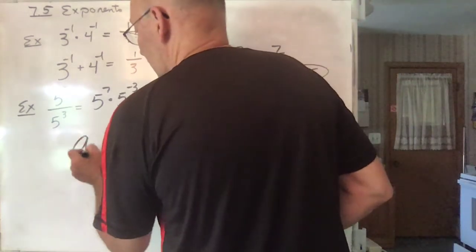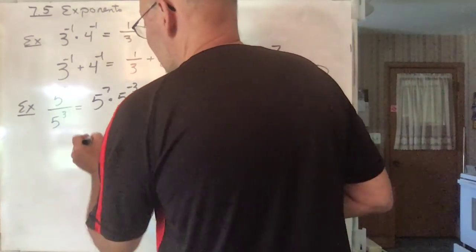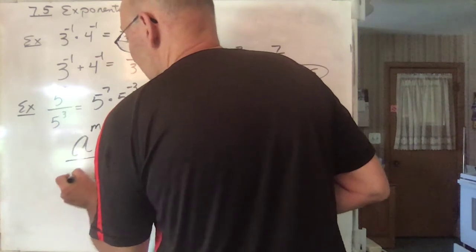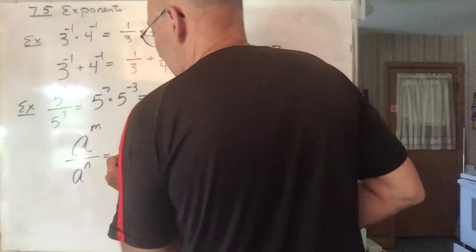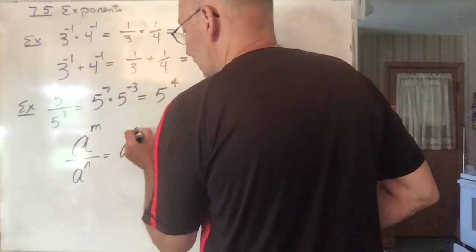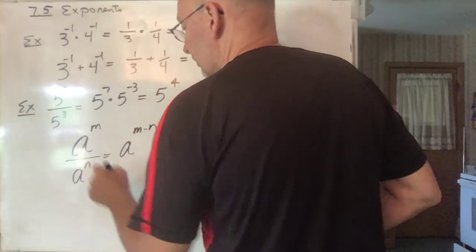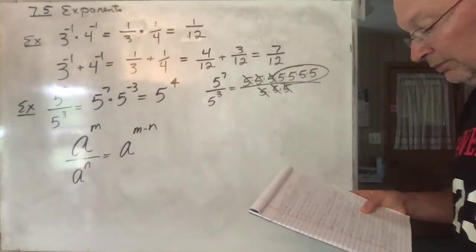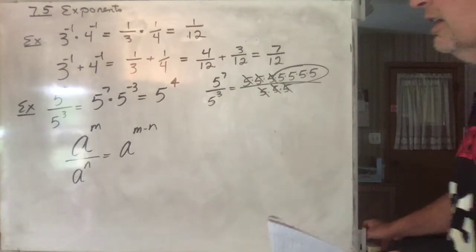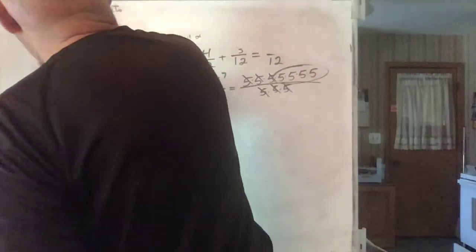So the property is that a to the m divided by a to the n is equal to a to the m minus n. You take that one, subtract that one. Okay, very good. Let's do some more.